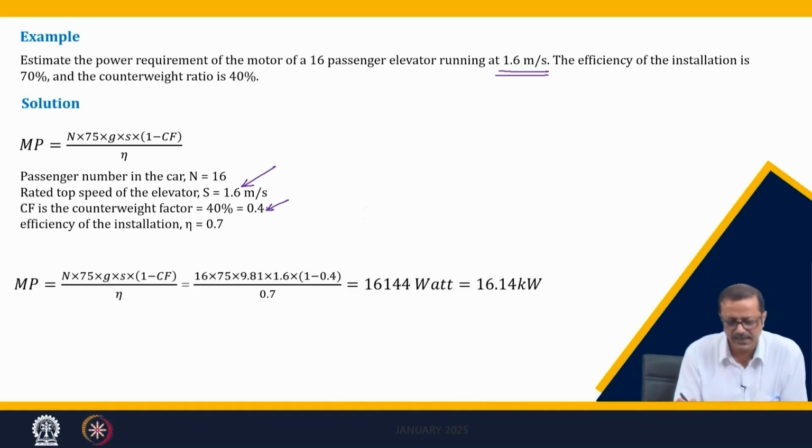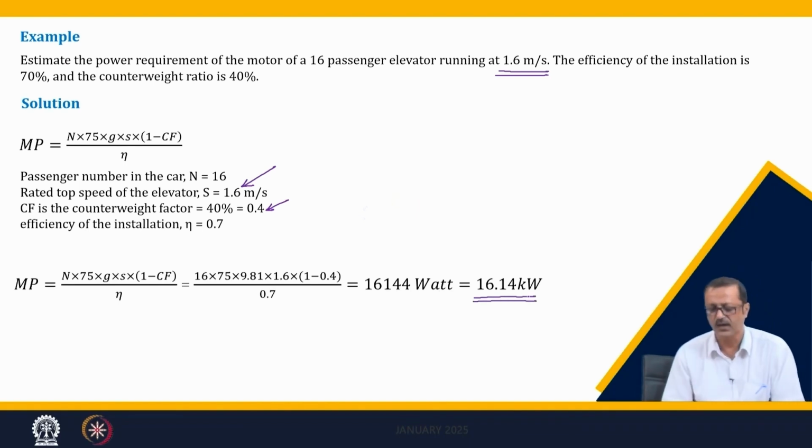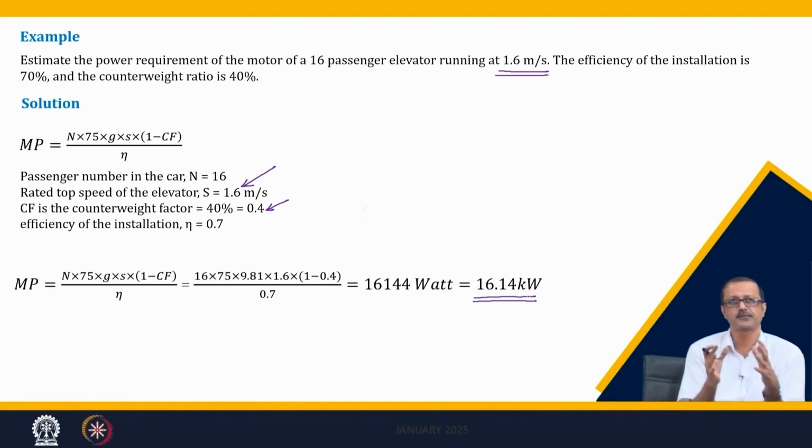So, by virtue of that I got this value of 16.14 kilowatt. So, I have to purchase a motor to run that one, or maybe it will be installed with the elevator system itself, which is around a 16-20 kilowatt motor. So, that is estimated for an elevator which is taking care of 16 people with a maximum speed of 1.6 meter per second, which are two very important parameters.